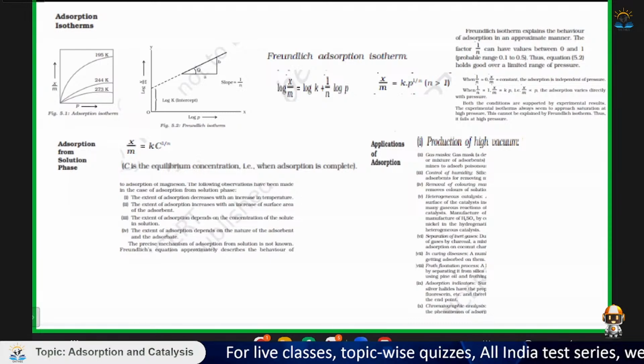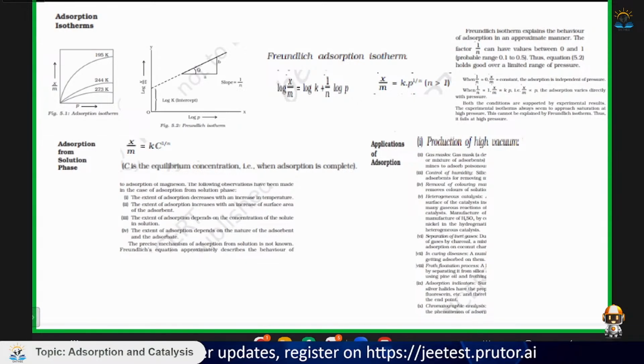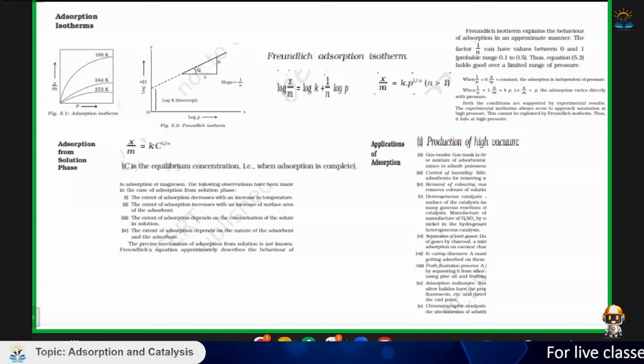The factor 1 by n can have values between 0 and 1, probably 0.1 to 0.5. This equation, x by m, holds good over a wide range of pressure. It is also an approximate isotherm, but it's good for a wide range. Both conditions are supported by experimental results. The experimental isotherms always seem to approach saturation at high pressure, where 1 by n is 0.